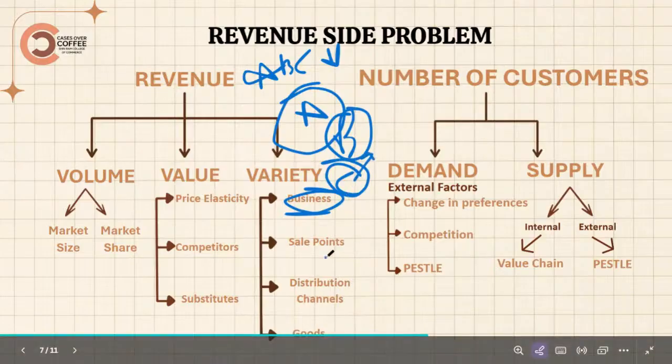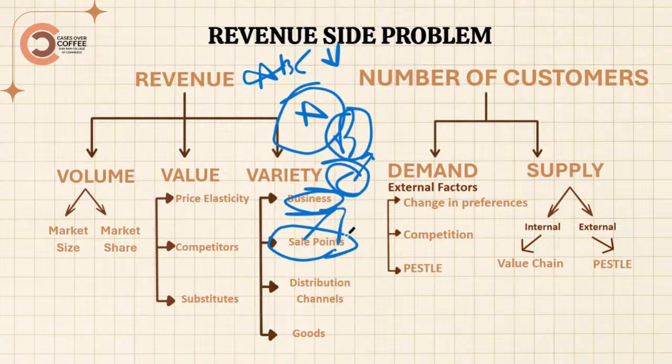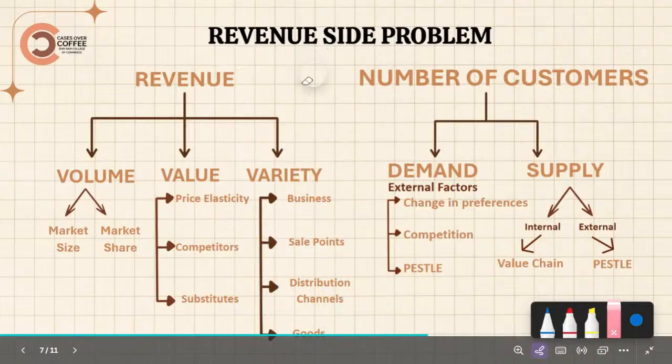Then we have the point of sale, so we'll try to understand the different points of sale and figure out where the problem lies. And let's say the distribution channels. If the profitability of the company has fallen down, we'll figure out whether the problem lies online or offline. So there can be similar cases. We basically try to break down the problem into different cases.